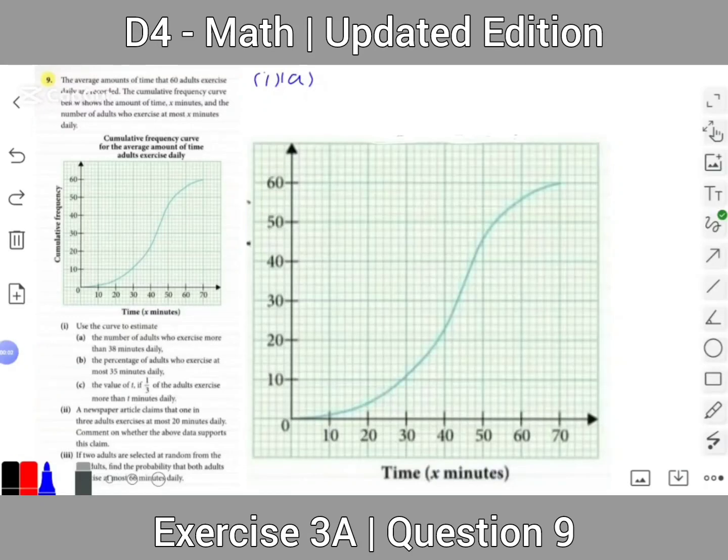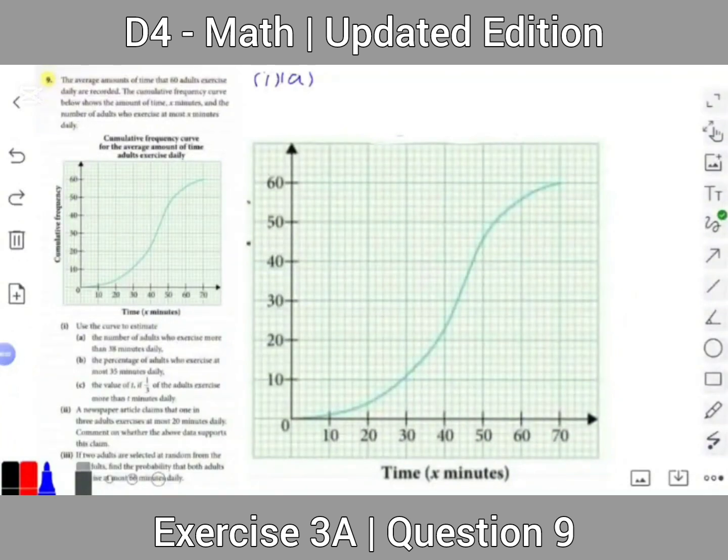We will start today's video with question 9. In question 9, the average amounts of time that 60 adults exercise daily are recorded. The cumulative frequency curve below shows the amount of time x minutes and the number of adults who exercise at most x minutes daily. In part 1, use the curve to estimate the number of adults who exercise more than 80 minutes daily.